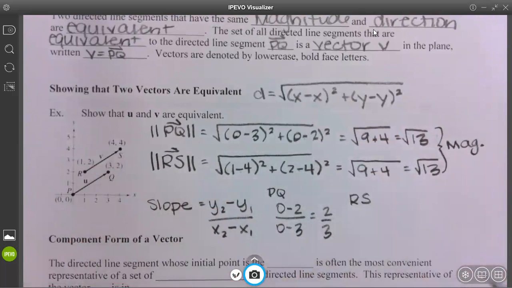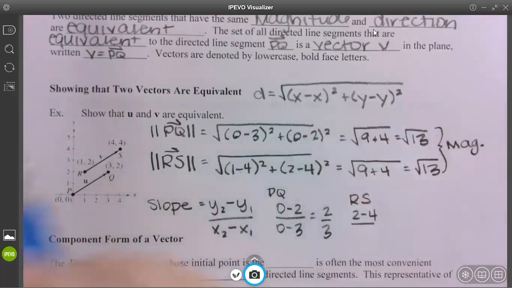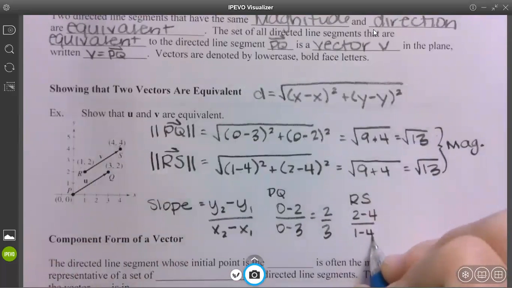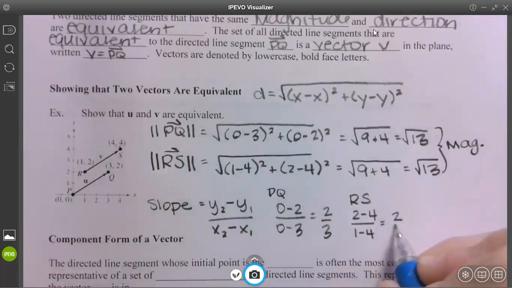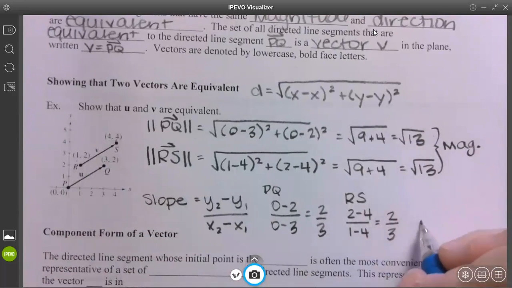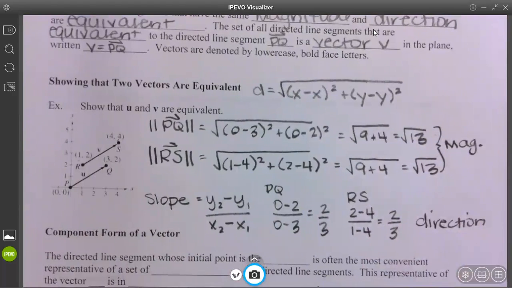When we do RS, our y's are 2 and 4, and our x's are 1 and 4, which gives you 2/3 when you reduce it. So we can see that these two are exactly the same, and this is the direction. So again, magnitude deals with distance, and slope deals with direction.